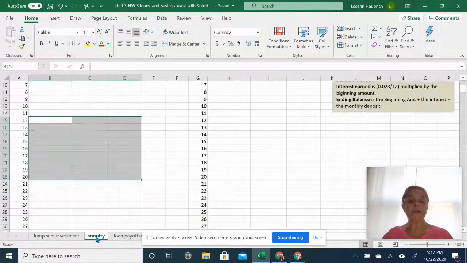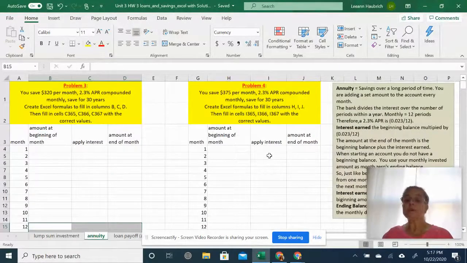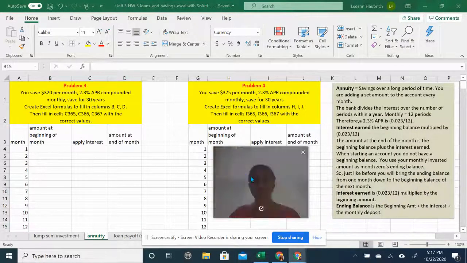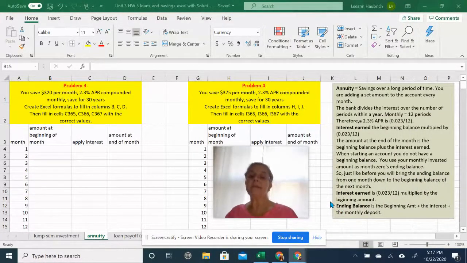The next thing is an annuity. An annuity is also a savings account, and I'm going to move my picture over. An annuity is also in a savings account, but with an annuity, you put money into the account every single month, and it's usually a fixed amount. It's usually like if you have a 401 or a 403, it's a certain amount that comes out of your paycheck, and it goes directly into your annuity account. So in this case, the annuity account is going to start with $320.